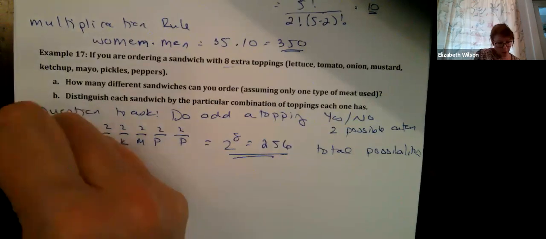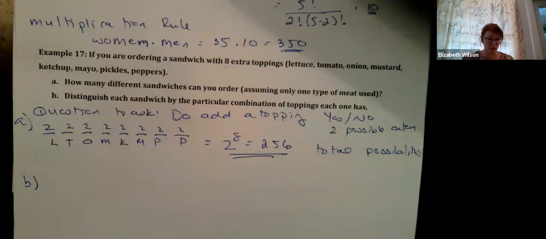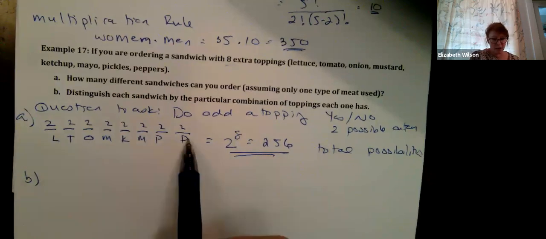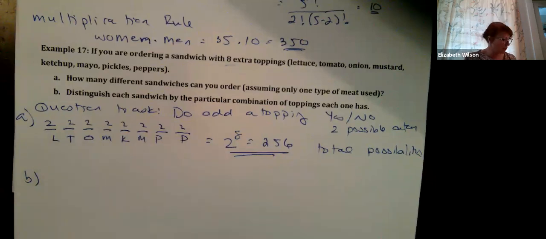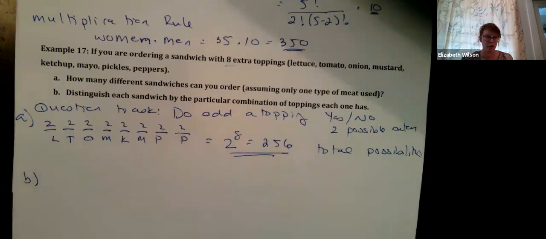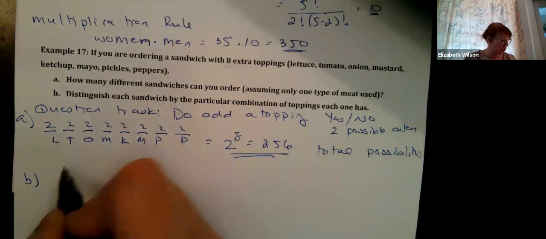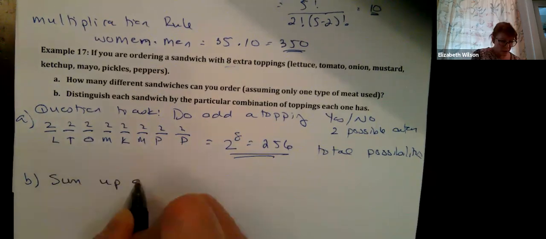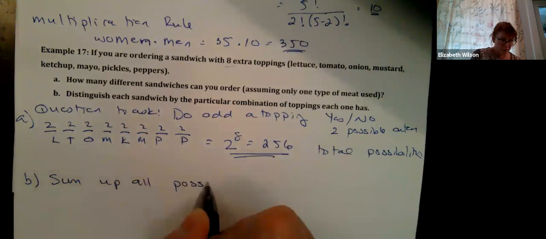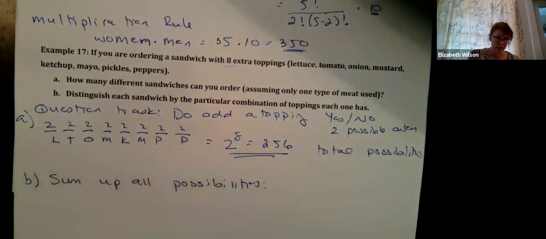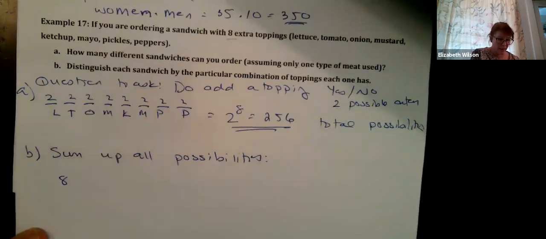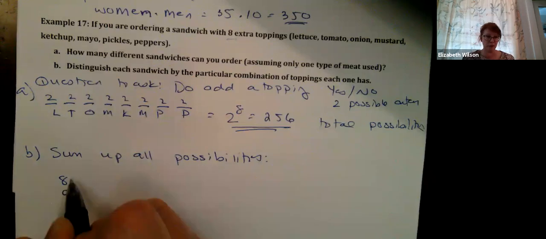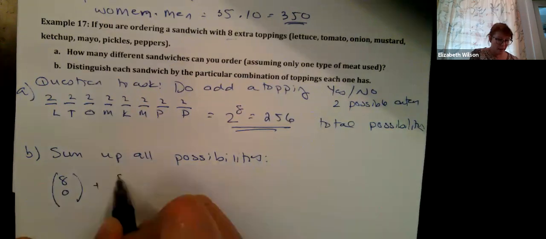So now for part B, we want to distinguish each sandwich by its particular combination of toppings. So do I want lettuce and onions but nothing else? So I want lettuce, tomato, onions but no mayonnaise, whatever, you get the idea. So how many toppings are we trying to do? And then all the different permutations for those different types of toppings. So for here, we're going to sum up all the possibilities. Okay, and I'm going to write down what our different possibilities are. So I've got 8 possible toppings, and I don't want any of them. 8 choose 0.